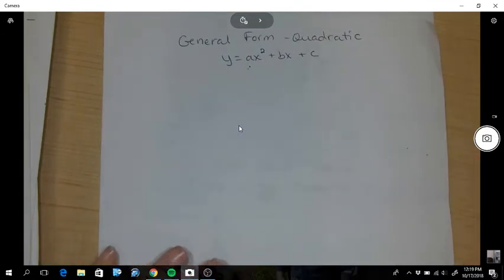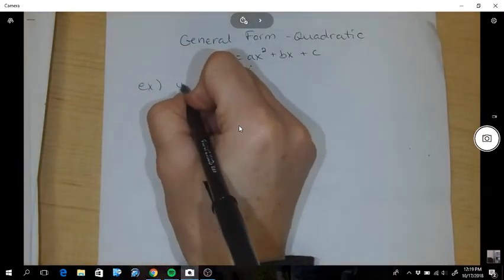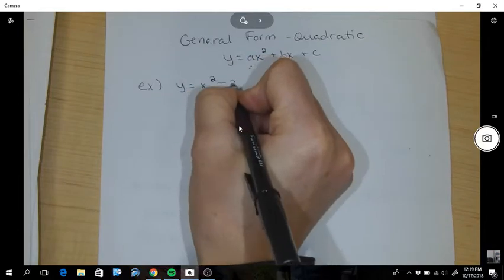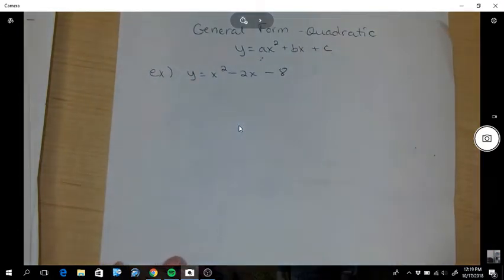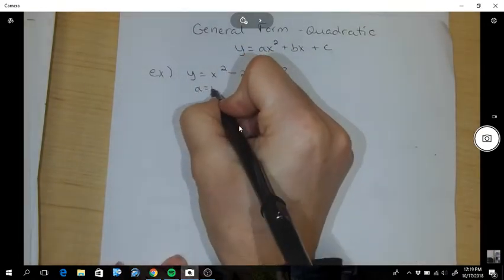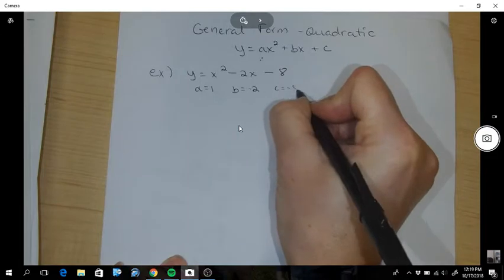We're going to start with an example. So y equals x squared minus 2x minus 8. So the a value would be 1, the b value would be negative 2, and the c value would be negative 8.